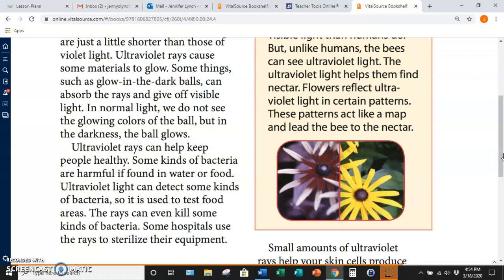Ultraviolet rays can help keep people healthy. Some kinds of bacteria are harmful if found in water or food. Ultraviolet light can detect some kinds of bacteria, so it is used to test food areas. The rays can even kill some kinds of bacteria. Some hospitals use the rays to sterilize their equipment.